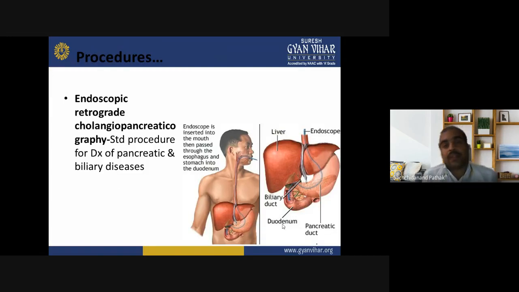Procedure की बात करें, how we can solve these problems. Endoscopic retrograde cholangiopancreatography is the standard procedure for diagnosis of pancreatic and biliary disease. The endoscope is inserted into the mouth and passed through the esophagus and stomach into the duodenum. Now you can see the images of how bad the condition is inside. You can see in the images an endoscope is inserted through these ducts and goes into the intestine and duodenum.